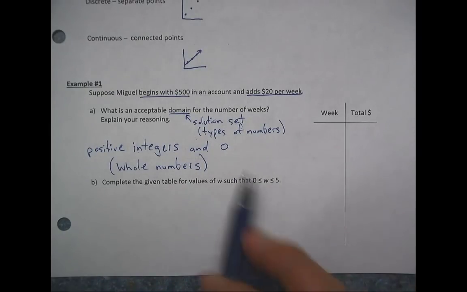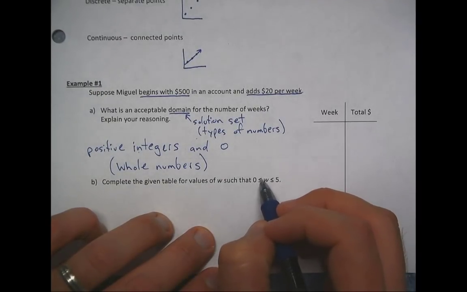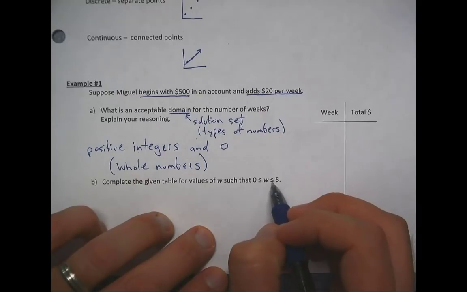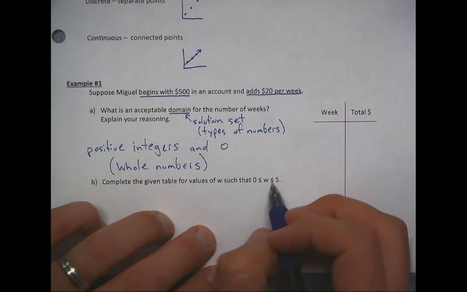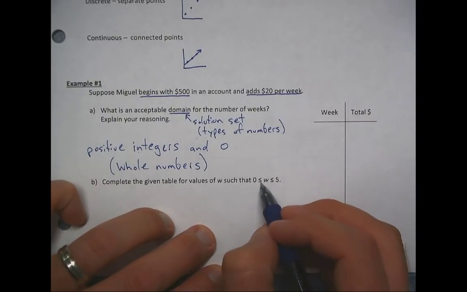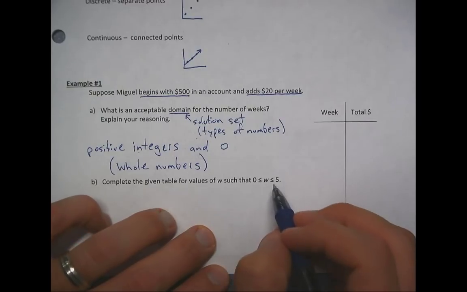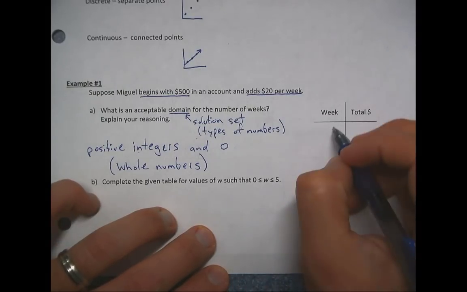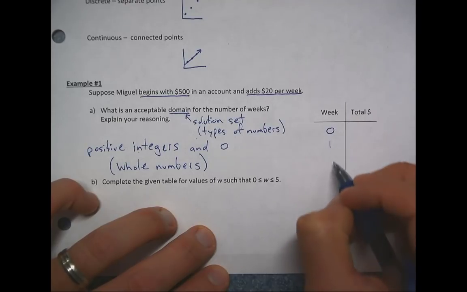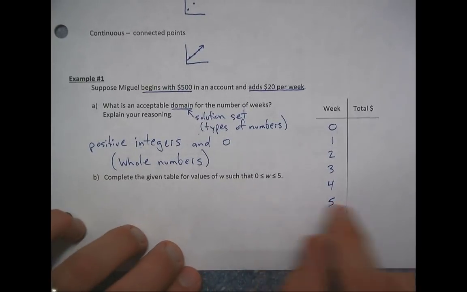So letter B now. Let's complete the table for values of W, where W is greater than or equal to 0 and less than or equal to 5. So this may look a little different than things you're used to. What this is telling you is when you start filling out your number of weeks, we're going from 0, it's included. Notice that equals. Okay, so from 0 to the numbers that are bigger than 0, but are less than or equal to 5. So basically, you're just going from 0 to 5. So as we start to fill this out, we're going to go from week 0, week 1, 2, 3, 4, and 5. That's what this wants us to do.